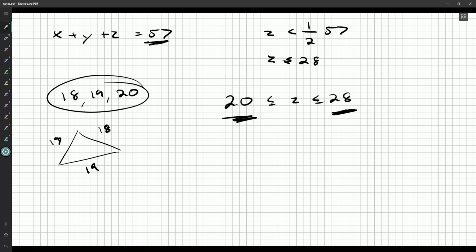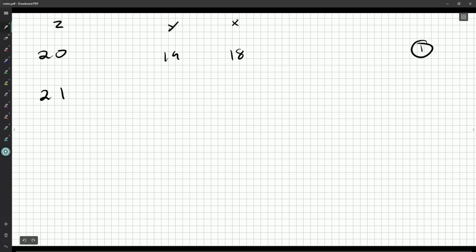So now we might start trying to figure out triangles. And I'm going to start at the bottom. So if z is equal to 20, there's really only one triangle you can make. Y is 19, x is 18. So that's going to be one triangle. Hurrah.